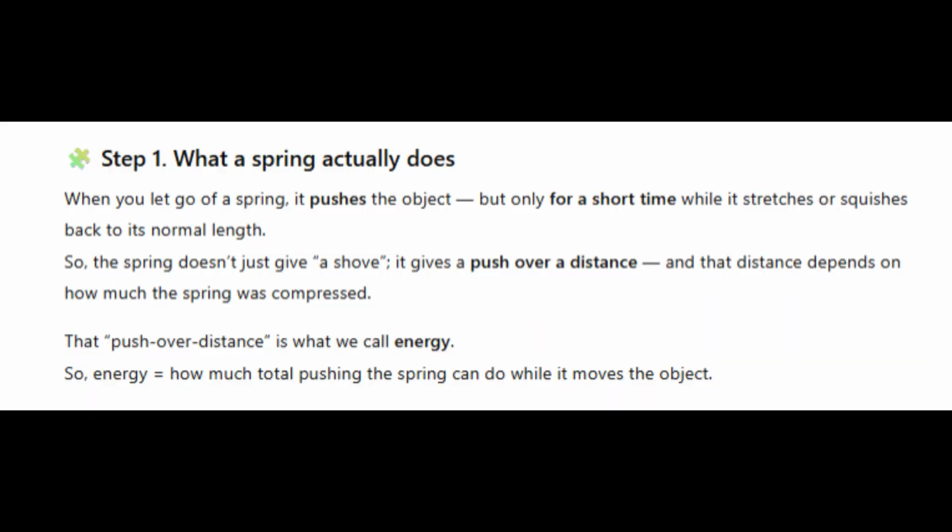All right, let's now explain in little baby steps for Gary why using 3 springs won't give us 3 times the velocity. Step 1. What a spring actually does. When you let go of a spring, it pushes the object, but only for a short time while it stretches or squishes back to its normal length. So the spring doesn't just give a shove, it gives a push over a distance, and that distance depends on how much the spring was compressed. That push over distance is what we call energy. So energy equals how much total pushing the spring can do while it moves the object.